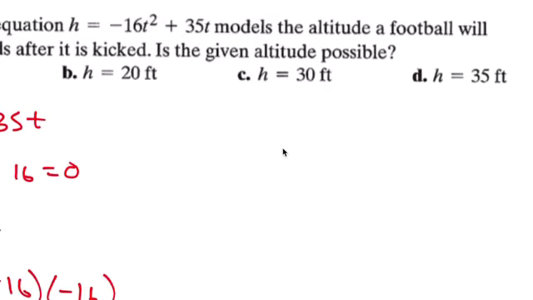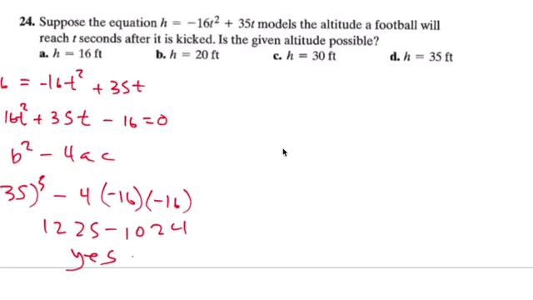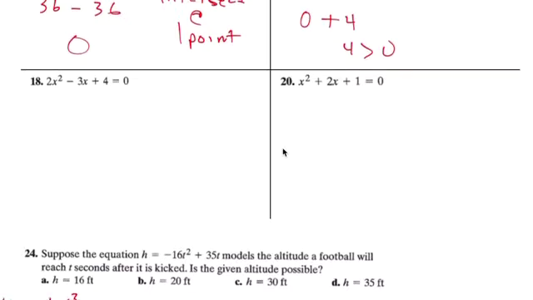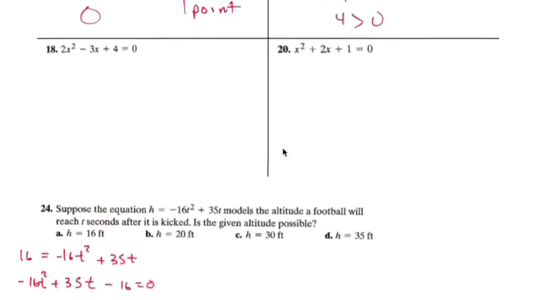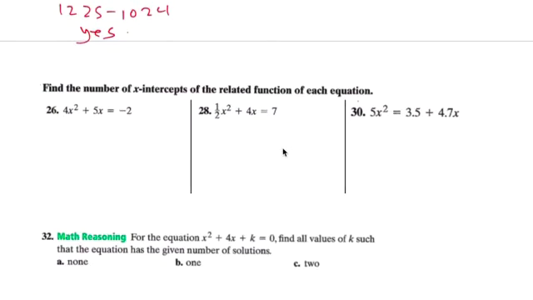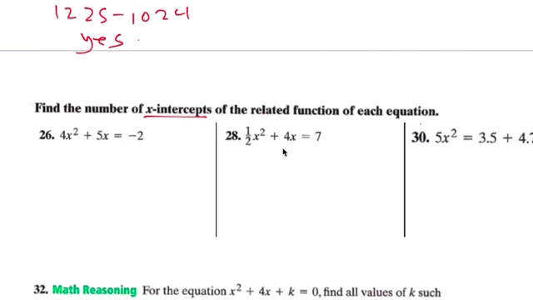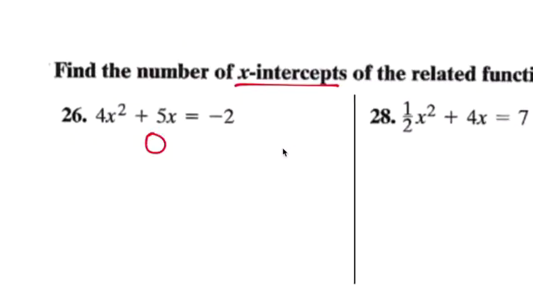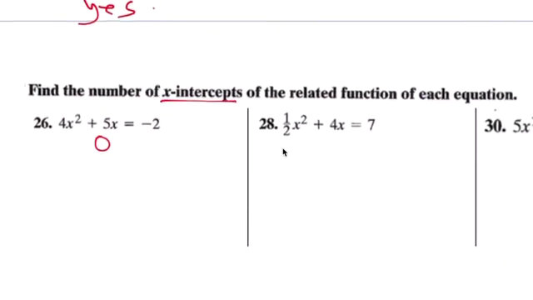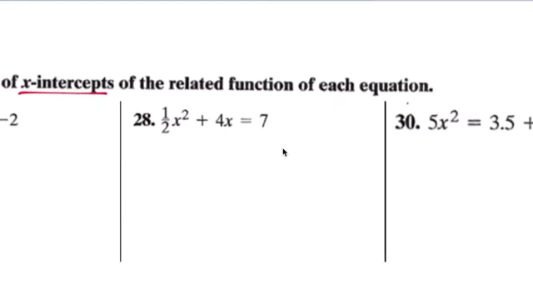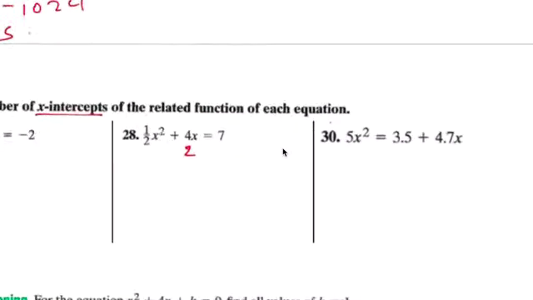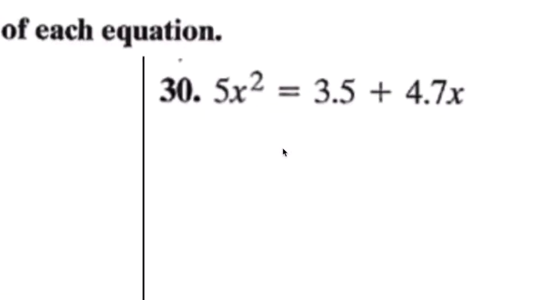So you do that for all of these. If the discriminant is negative, then no, there's not a possibility. It doesn't intersect. Find the number of x-intercepts. Okay, again, using the discriminant. So it's the same thing over and over. So 26 is 0, not at all. 28, there's 2 points. 30 is 2 also.